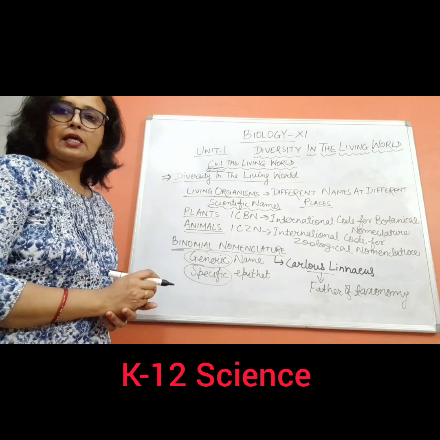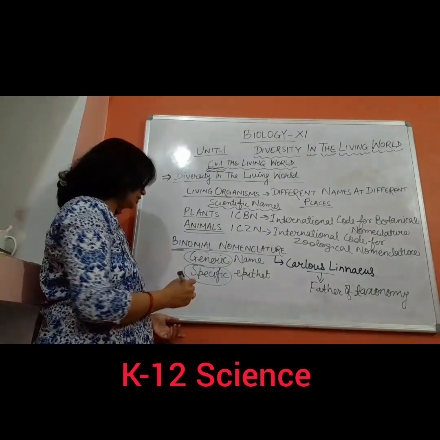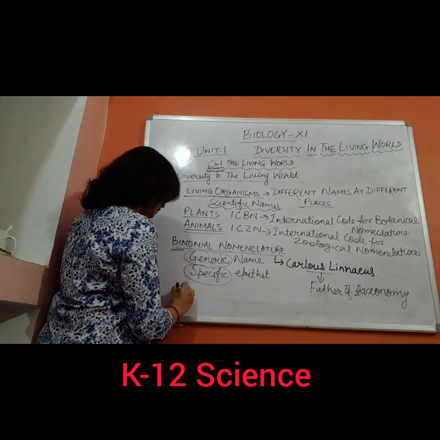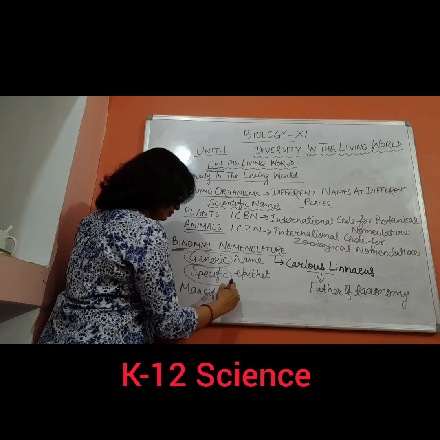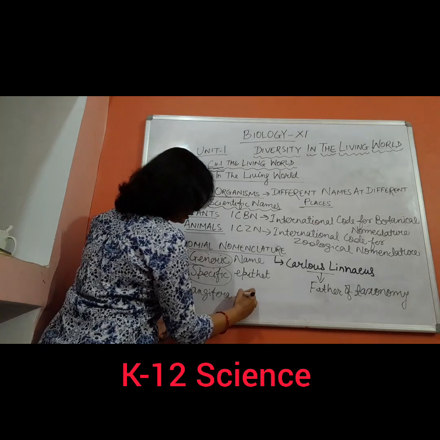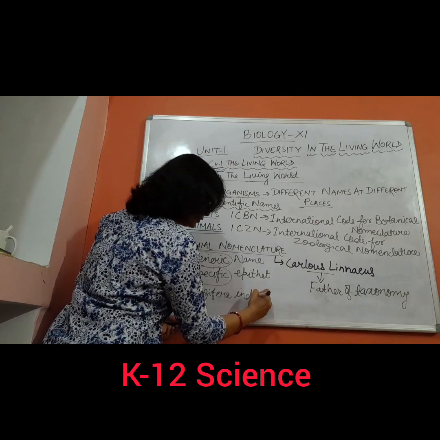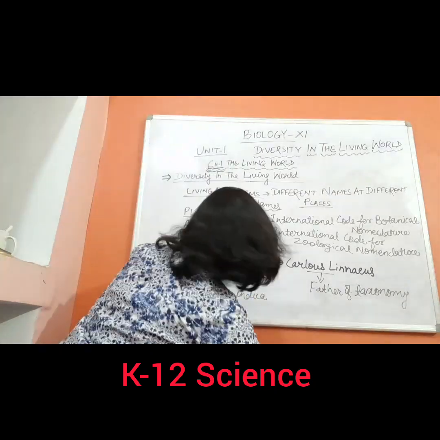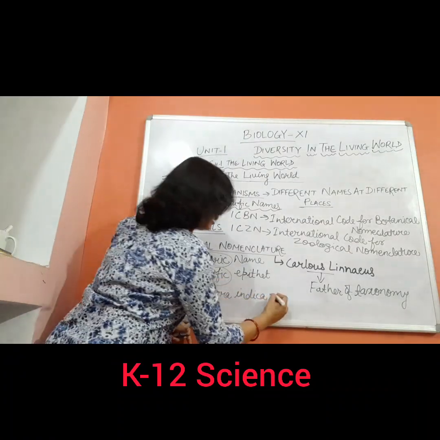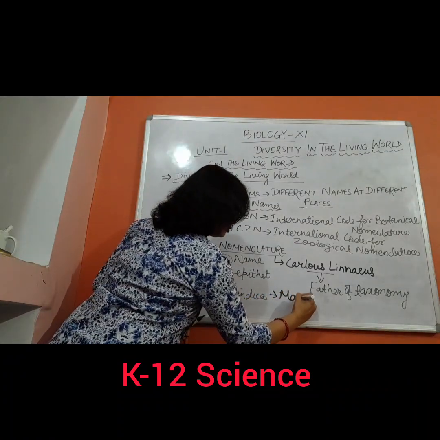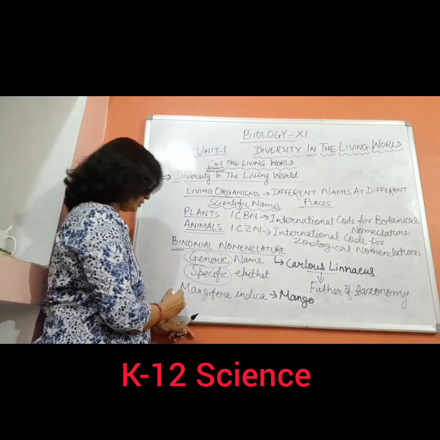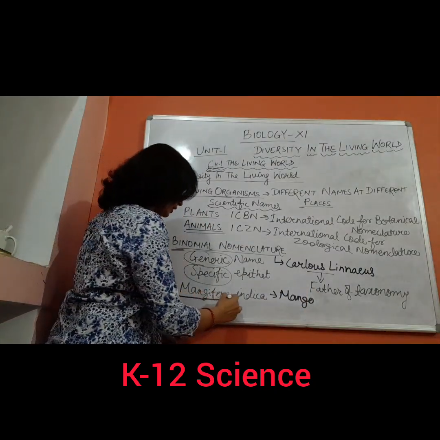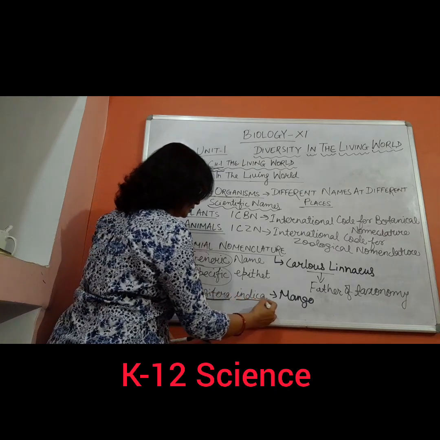Let us take an example. The example is the scientific name of mango. It's Mangifera indica. This is the scientific name of mango. Whose scientific name is this? Mango. The first name is generic name, and the second name is specific name, the species.